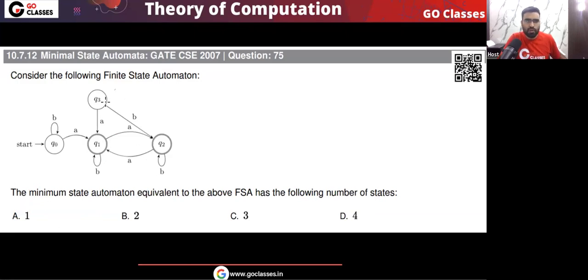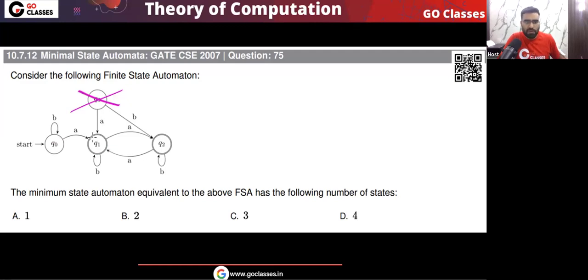In this question, first of all, you can notice that this Q3 is an unreachable state, so we can remove it. I told you that the first step in the minimization is removing the unreachable state, because this Q3 is not reachable from the initial state. Initial state is Q0. From the initial state we cannot reach this state Q3, so we can remove this unreachable state, because if you remove the unreachable state, then remember the language will not change.